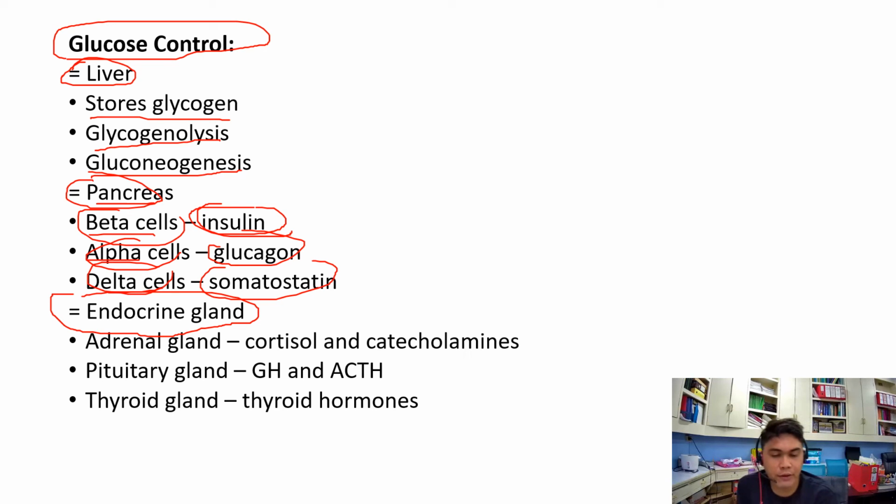Then next, thyroid hormone. Thyroid hormone promotes glycogenolysis, gluconeogenesis, and intestinal absorption of glucose. So the effect of thyroid hormone is an increase in glucose concentration. Glycogenolysis is the breakdown of glycogen to glucose, gluconeogenesis is the formation of glucose from non-carbohydrate sources, and last is increased intestinal absorption of glucose.